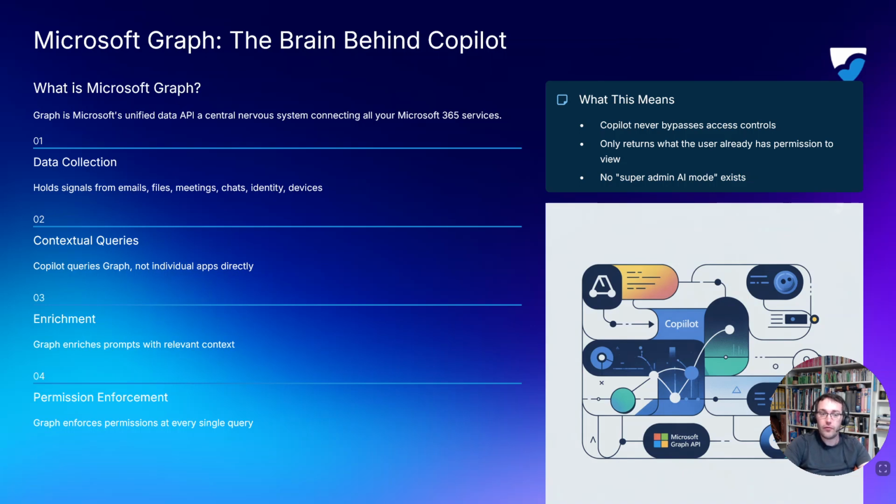And it's permission enforced. So Graph enforces permissions at every single query. Whenever you make a request, it's going to go through Graph or Work IQ, and it's going to identify those changes, and it's going to provide those remediations.